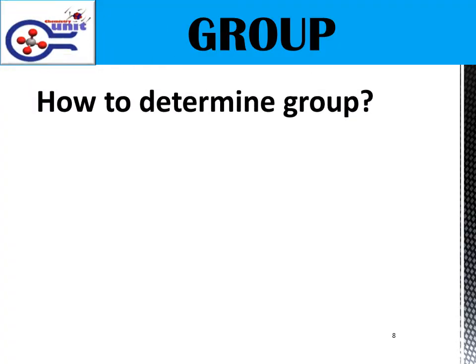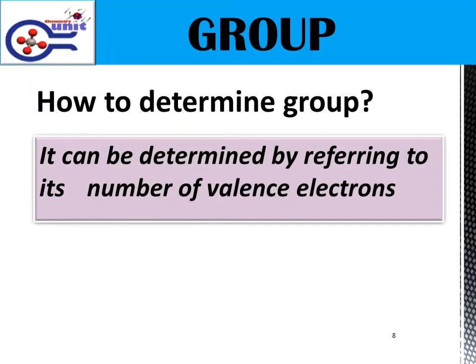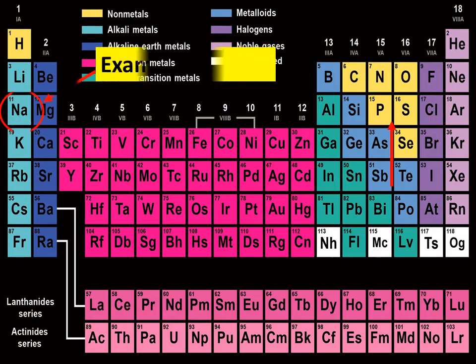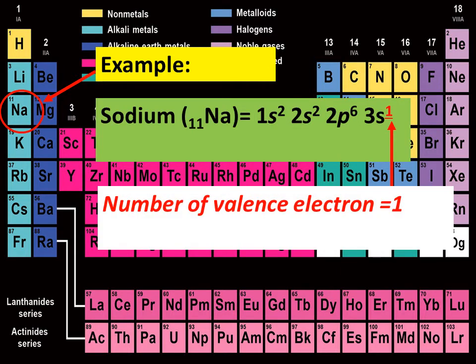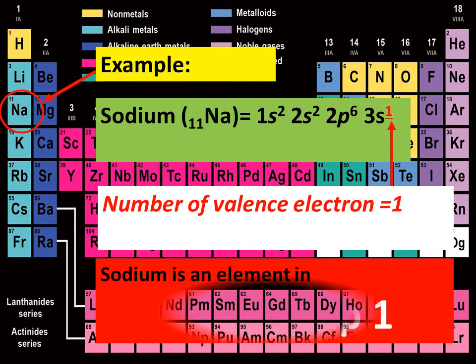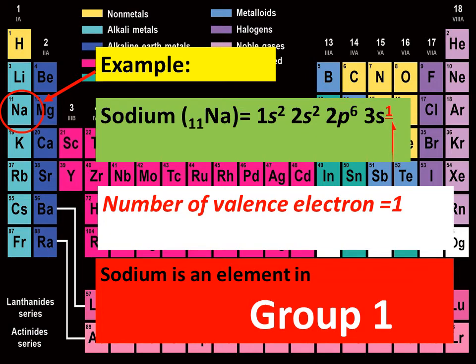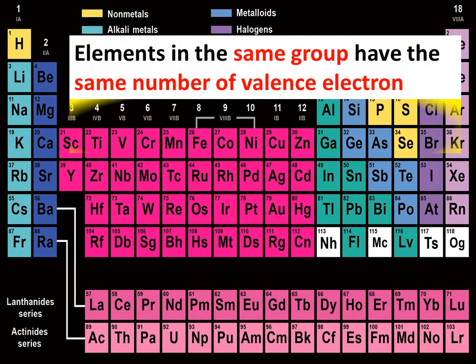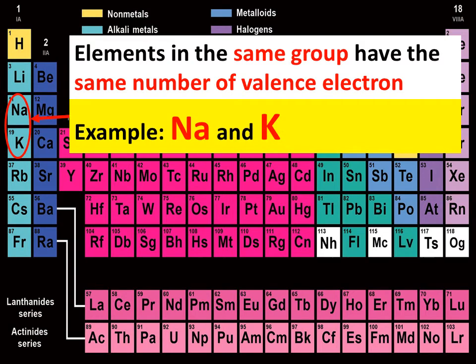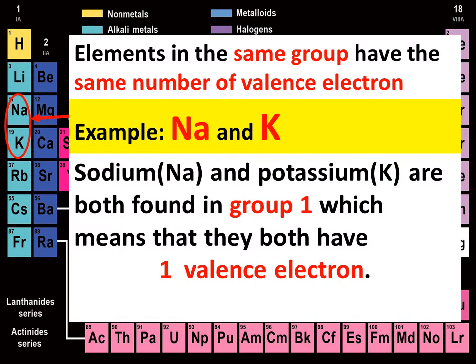The group can be determined by referring to the number of valence electrons. Example: 1s2 2s2 2p6 3s1. The number of valence electrons equals 1. Sodium is an element in group 1. Elements in the same group have the same number of valence electrons. Example: sodium and potassium are both found in group 1, which means that they both have 1 valence electron.